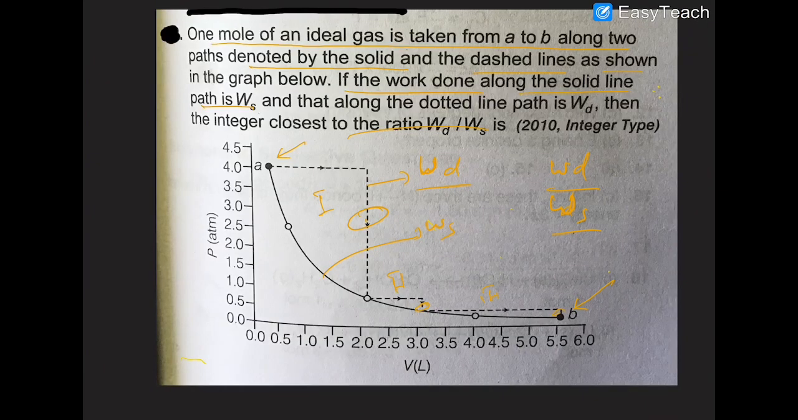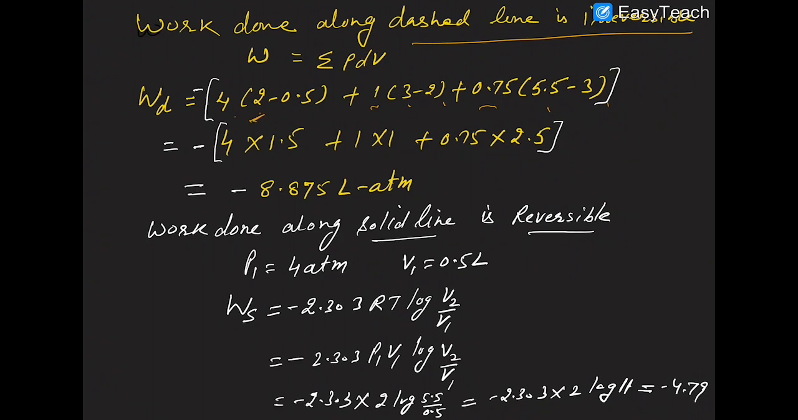Look at that. In this case, it is a constant pressure of 4. But this is the final volume pressure, and this is the initial volume. So the initial volume is 0.5 and the final is 2.0. So what is that? It is final minus initial, for each step. So it comes out to be minus 8.875.